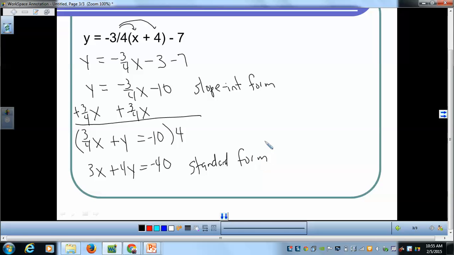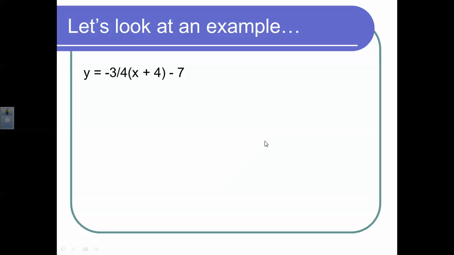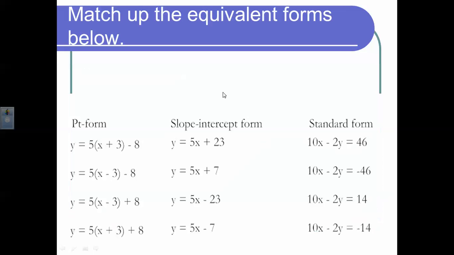All right, so quick review. Like I said, we've done that before. So what I'm going to do now is, here are 4 different point forms, 4 different slope-intercept forms, and 4 different standard forms. So what I would like you to do is match these. For point form, there's an equivalent slope-intercept form in this column, and there's an equivalent standard form in this column. So go ahead and match those up, and the same thing for the next example and on.